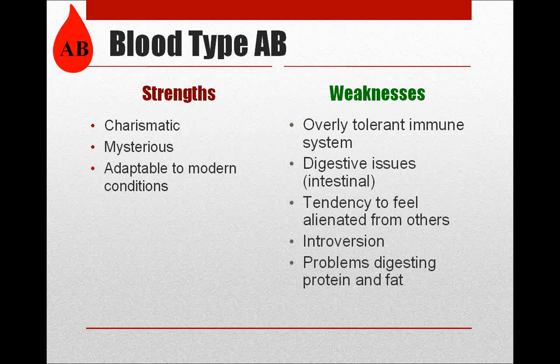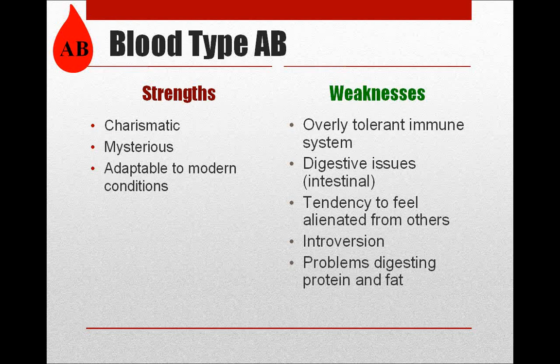Okay, well, that adaptability is definitely a strength, as well as being charismatic. They can have a little bit of an overly tolerant immune system because not only with the A part with the bacteria, the B type with the viral, they're kind of taking everything in a little bit. So again, that puts a stress on that first line of immune defense with the digestive system. And that they are very different, because they have a little bit of a component from each. So sometimes they just feel alienated. They feel left out because they just have these different tendencies.